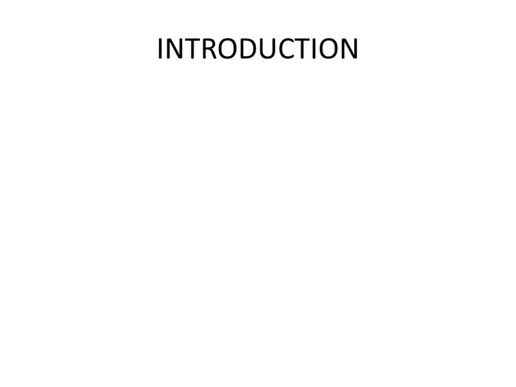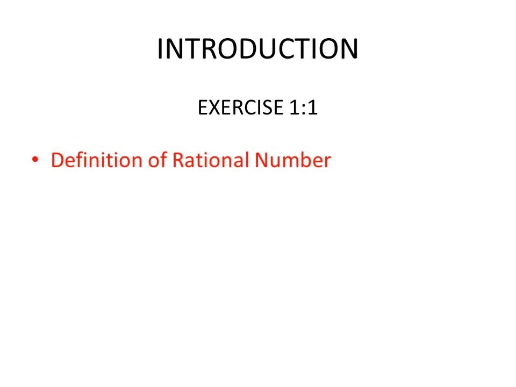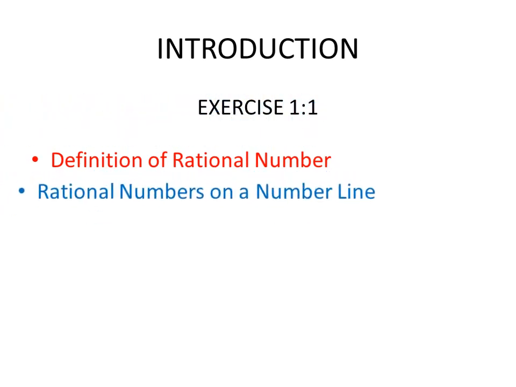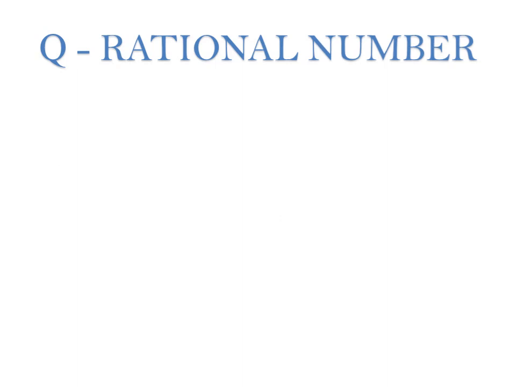In this video, we will be introduced to this topic and our video will cover exercise 1.1. The subtopics are definition of rational number, rational numbers on a number line, and absolute value. Capital Q is the symbol for rational number.